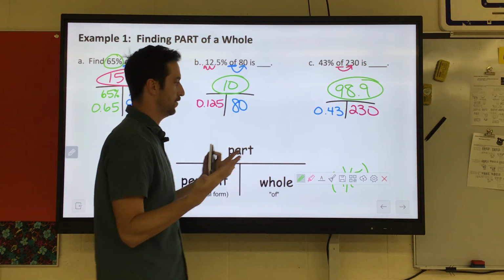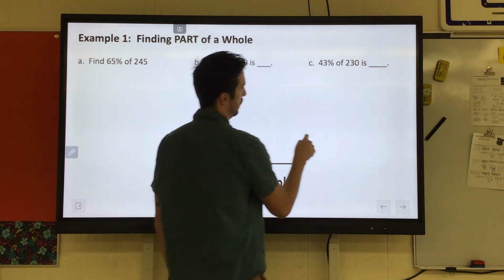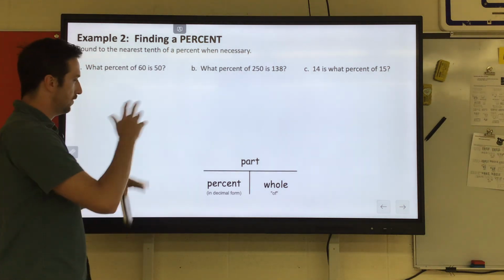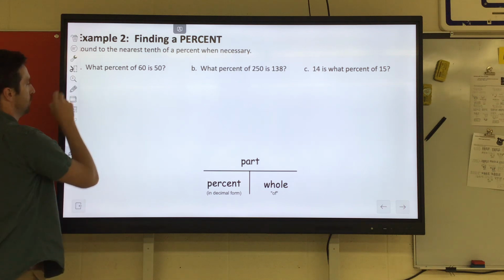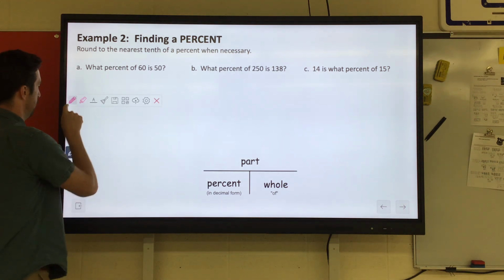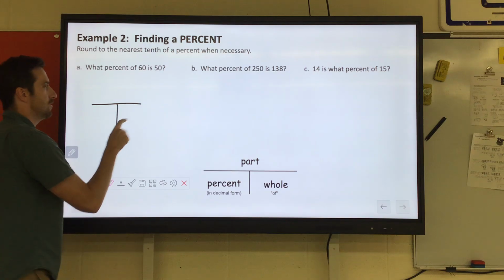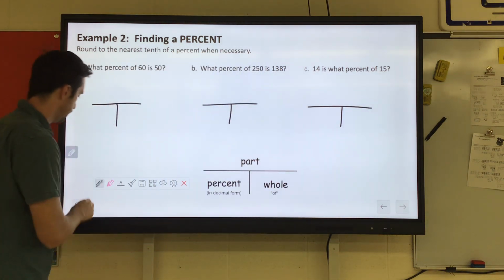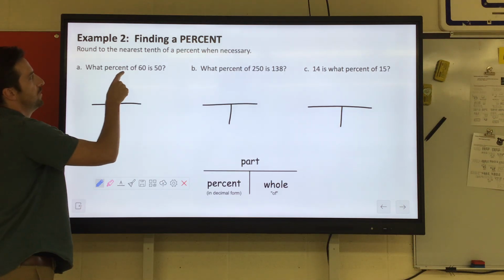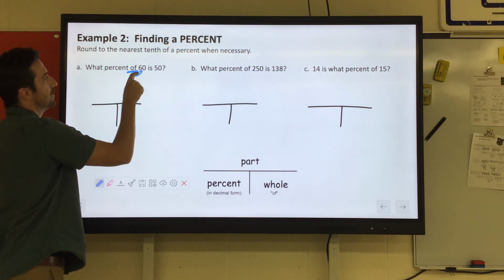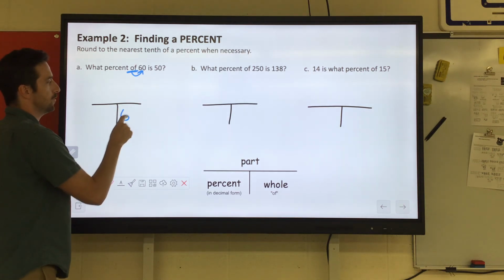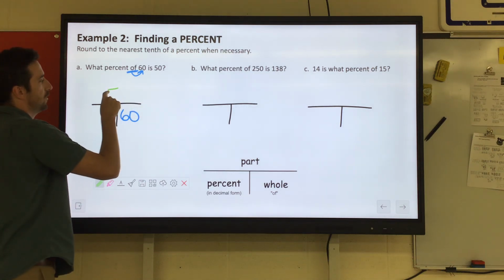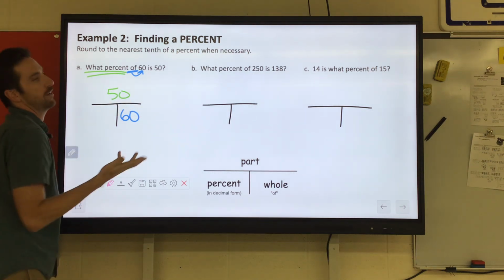Let's see the next type of example. Now we're going to find the percentage. Okay, and again, they'll all be mixed in eventually, so you're going to have to know how to keep them separate. So let's set up our T's here. What percent of 60, so after the word of is always the whole, is 50? So 50 is going to go up top. It says what percent. We're looking for the percent.